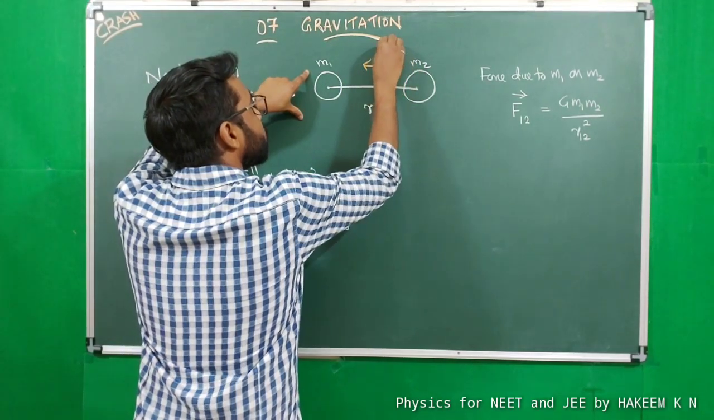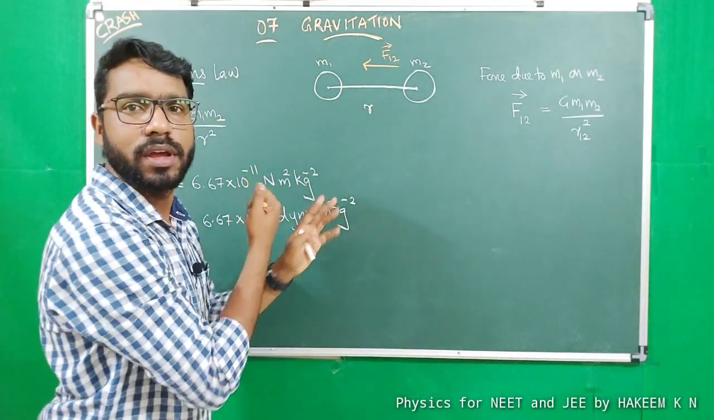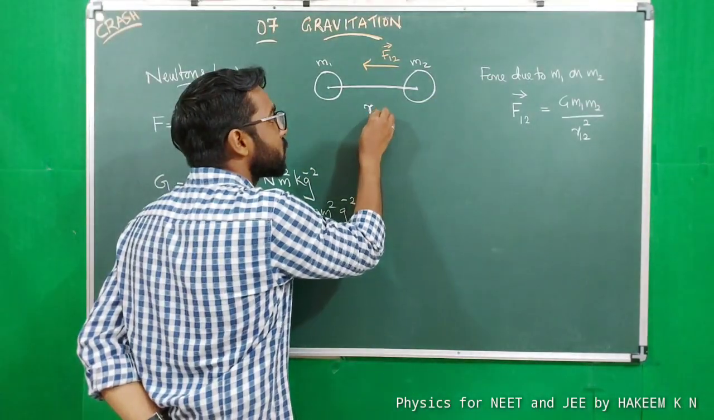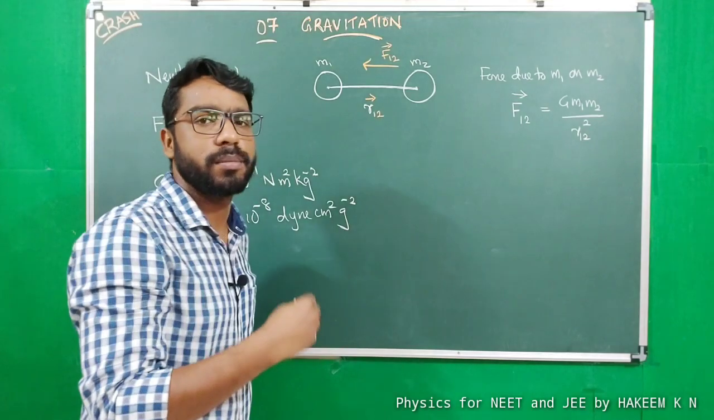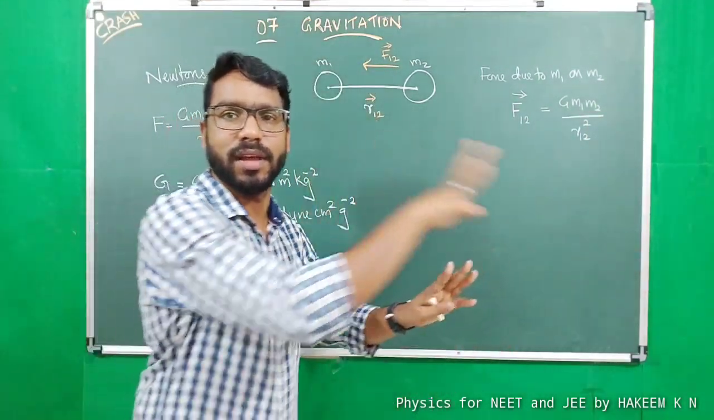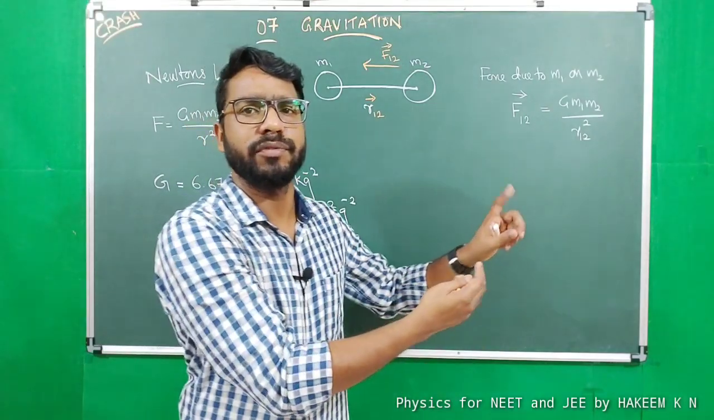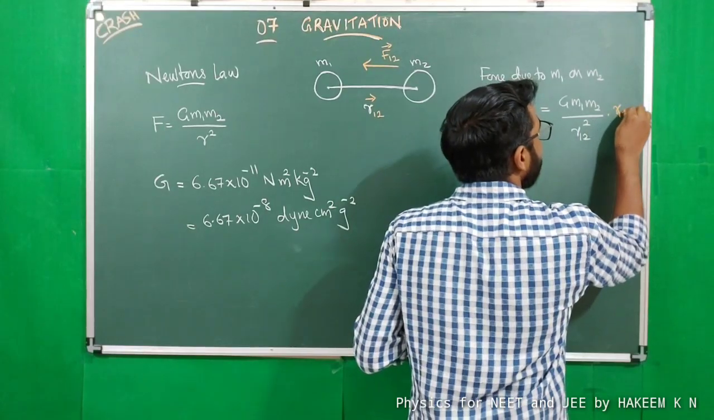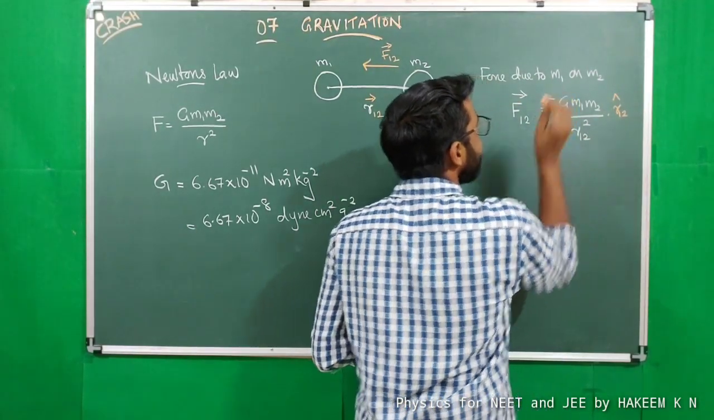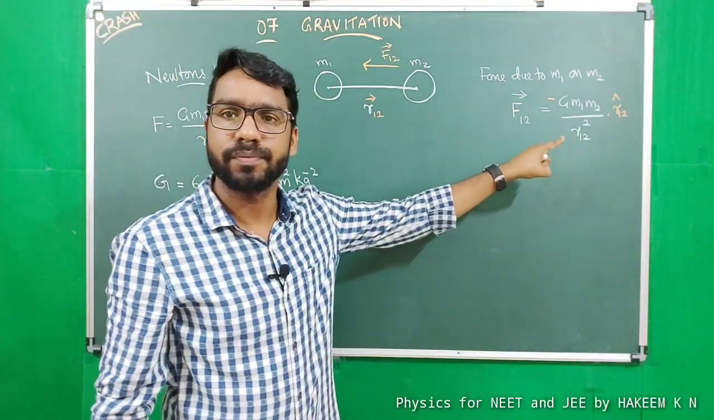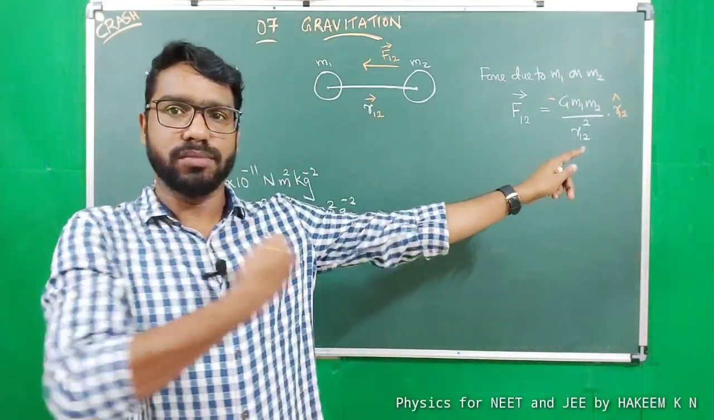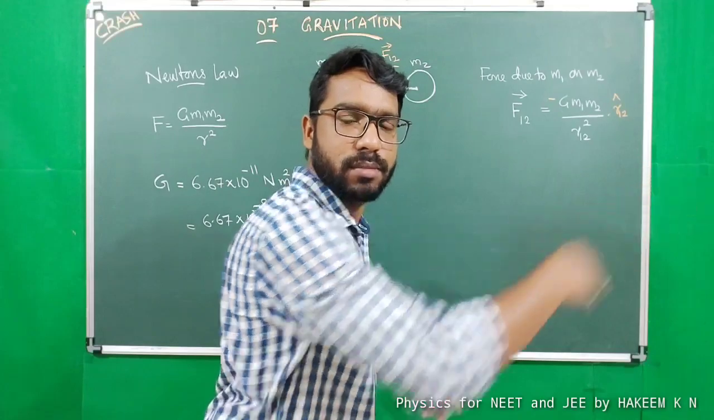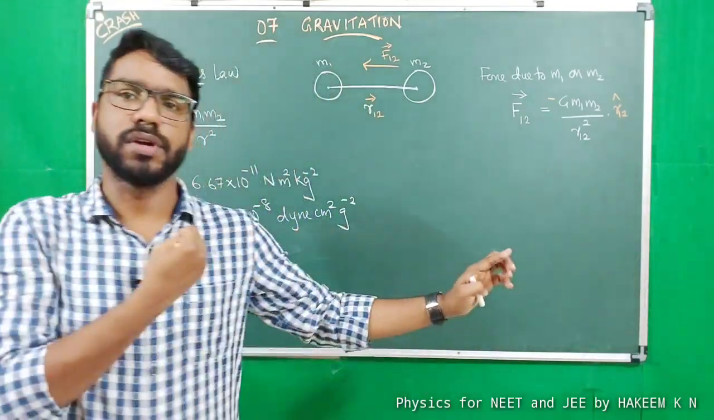This is F12, towards m1. m1 attracts m2 towards it. Then what is the displacement vector? Displacement vector is r12. It is calculated from m1 to m2 because m1 is providing the attraction force and it provides force towards it. So we have to give negative of unit vector r12 because m1 attracts m2 towards it. So displacement vector is away from m1, that means towards m2, and the force is from m2 towards m1.